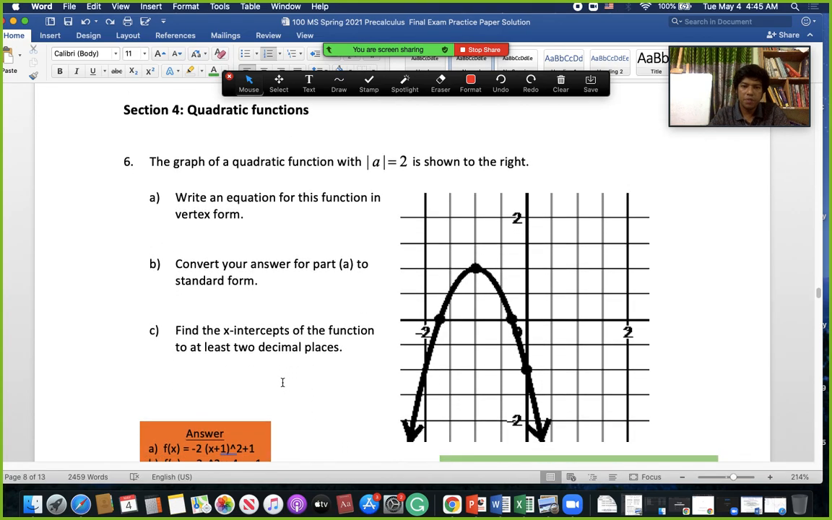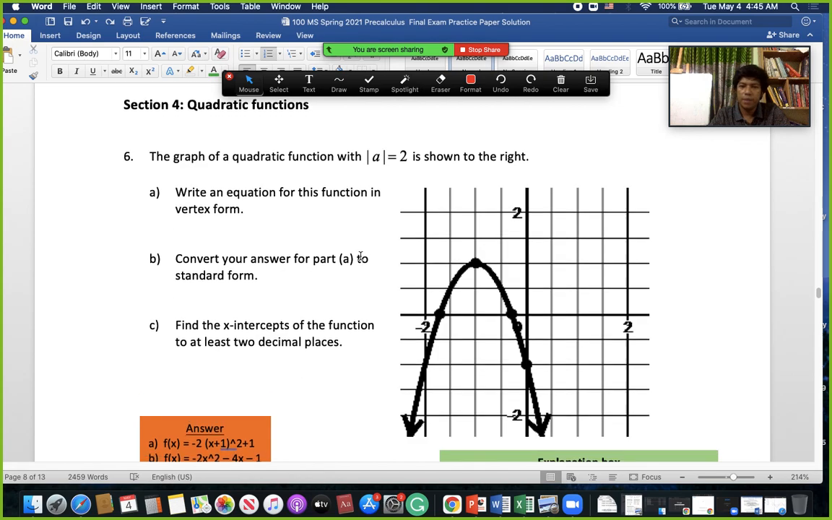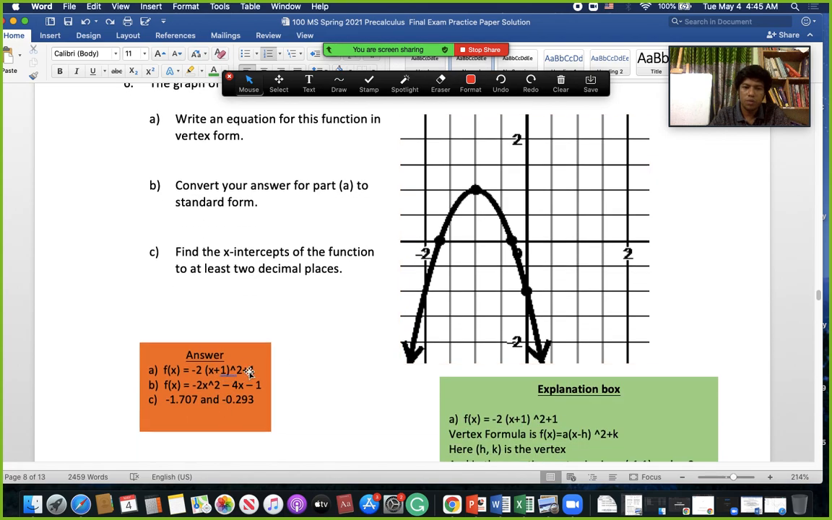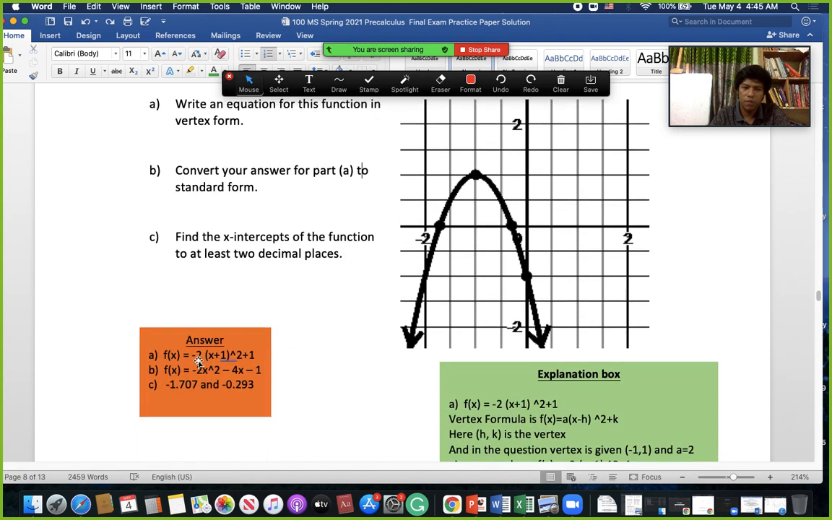For this question, we have to find a quadratic function, and finding the quadratic function becomes easier when a is given. You just need to find the vertex. The vertex is here, minus 1 comma plus 1. So you put minus 1 and plus 1 here, and a equals minus 2 is given in the function.